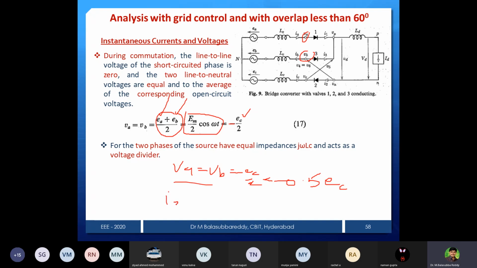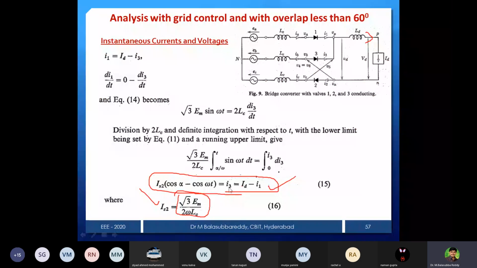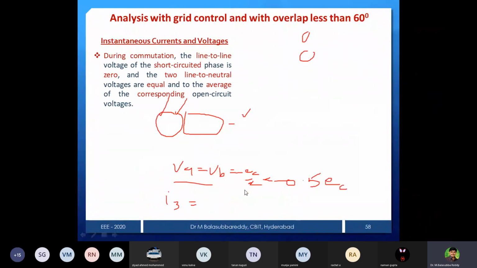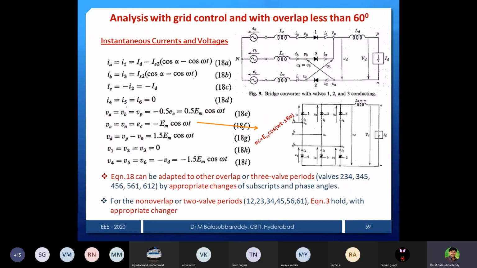And I3 we already calculated in the previous slide. I3 is nothing but ID minus I1, that is equal to IS2 into some factor. That is the I3 current. So what about the rest of the currents? Suppose 1, 2, 3 are conducting, then what about 4, 5, 6? Those are all zeros. So this is the case of 3-valve conduction.